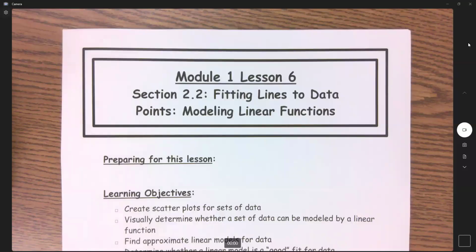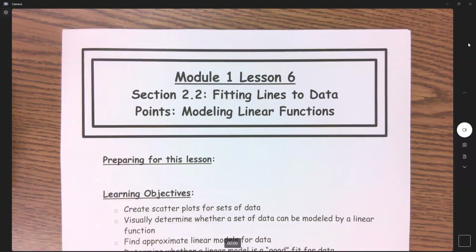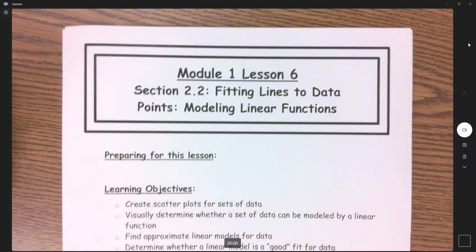This is our last lesson in Module 1, and we are going over fitting lines to data points, modeling linear functions. We don't need anything from a previous lesson for this one. And here are our learning objectives.